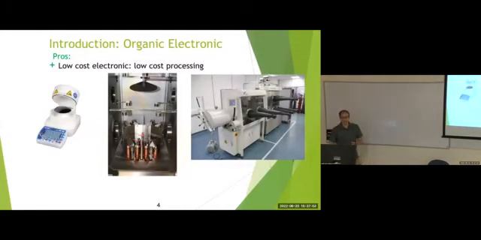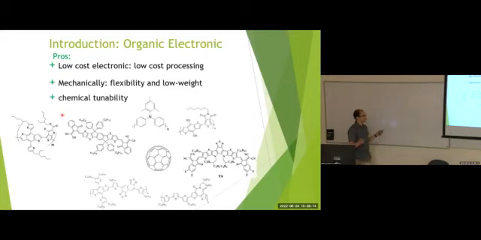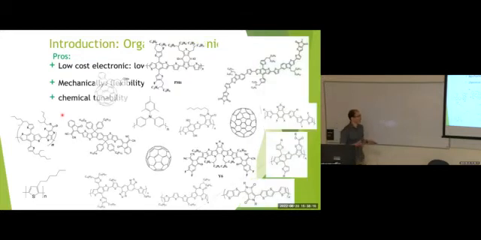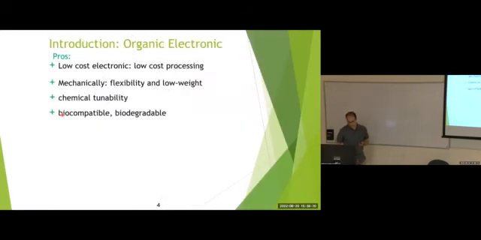Now, why do organic electronics? First of all, it's cheap. All you need in order to start is a spin coater, glove box, and evaporator, and not a fancy or expensive fab. And also, as we've seen, the devices are flexible and low weight. And there is almost an infinite number of organic derivatives and polymers, so there is chemical tunability. And also, they can be biocompatible.